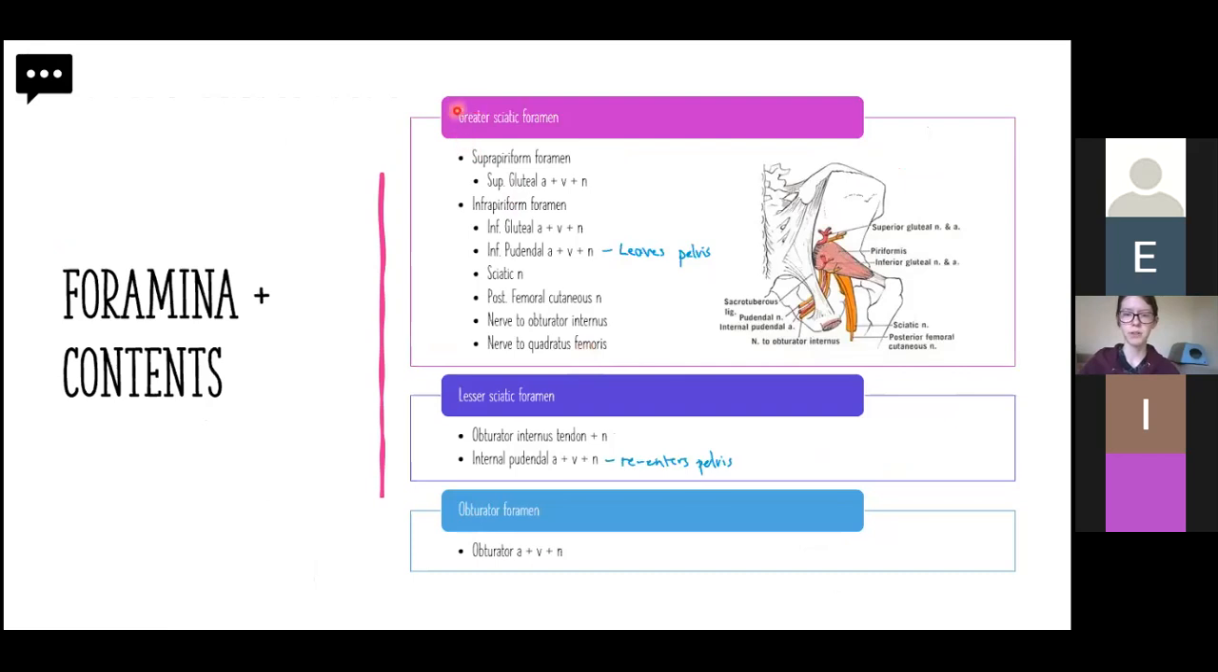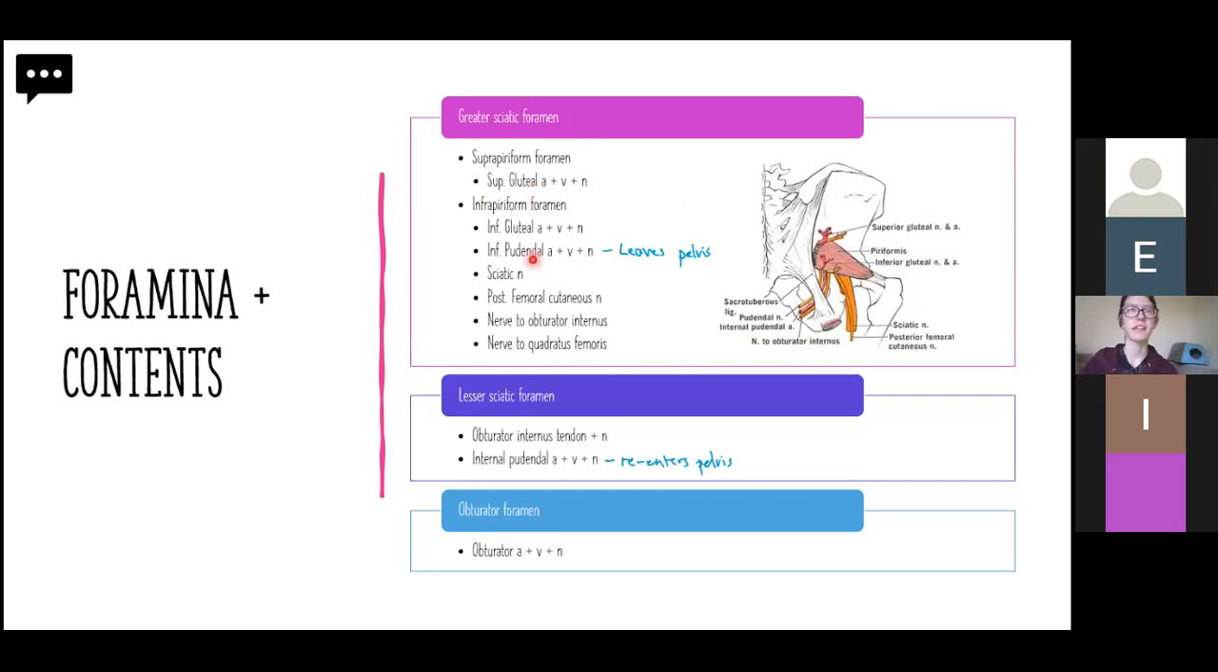So the most important one is the greater sciatic foramen. And as you should know by now, it's divided by the piriformis muscle. It goes right through the middle, and you've got your suprapiriformis and your infrapiriformis foramen. Suprapiriform foramen is pretty easy to remember because it's just superior gluteal artery, vein, and nerve. That's all that runs through there.